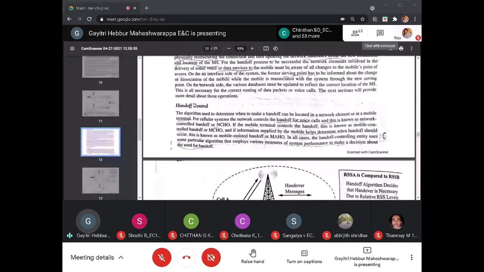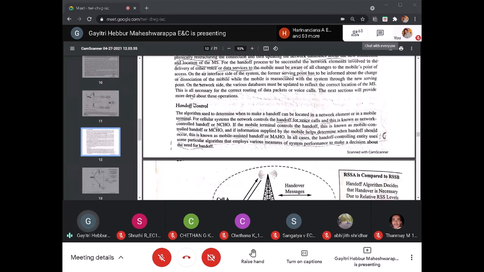Next is handoff control. There are three types of handoff control. One is called network controlled handoff. Another one is called mobile controlled handoff. And the third one is called mobile assisted handoff. You can see here NCHO, that is called network controlled handoff. MCHO is nothing but mobile controlled handoff. MAHO is mobile assisted handoff.